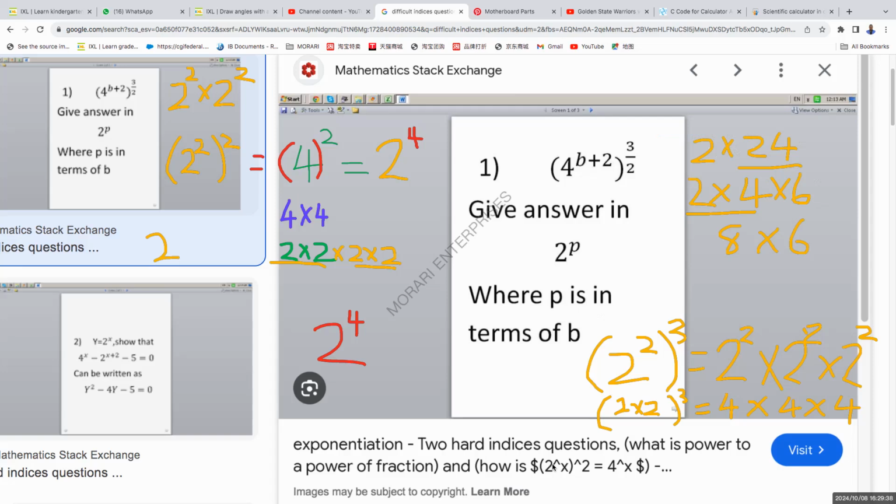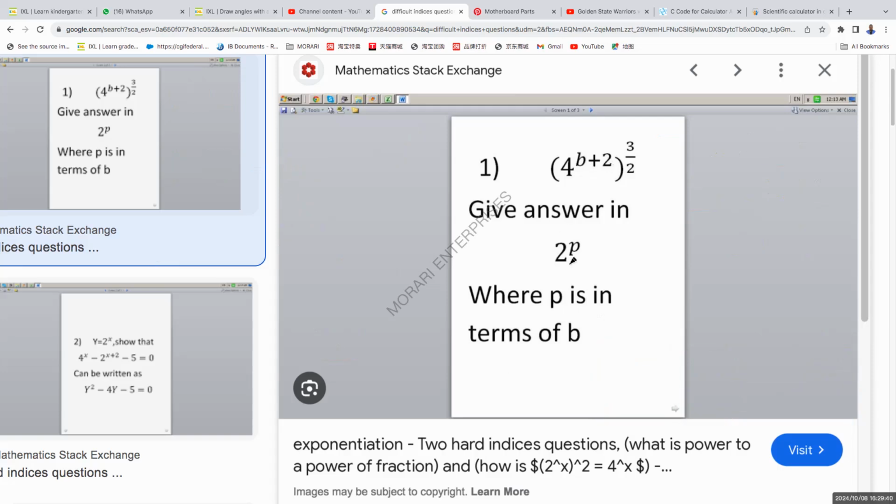So now let's come to this example, because these are the type of examples that if you can do this type of example, then you are a Morari student. So this is in bracket B plus 2. So you keep it like that so that you see it. Then you have to take B plus 2 plus 3 halves or times 3 halves. Times 3 halves, as simple as that.